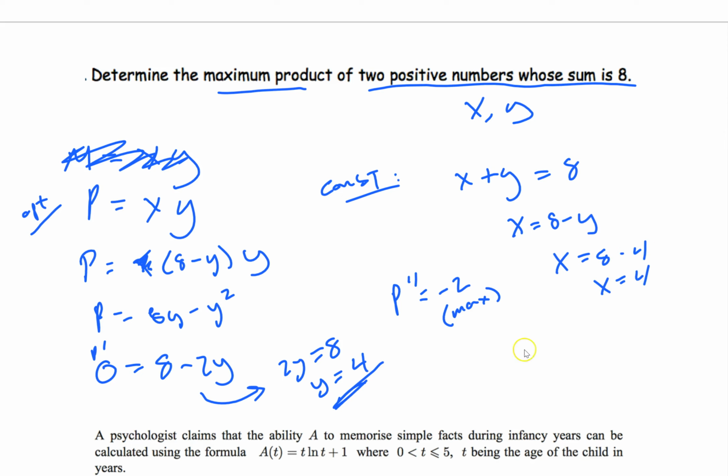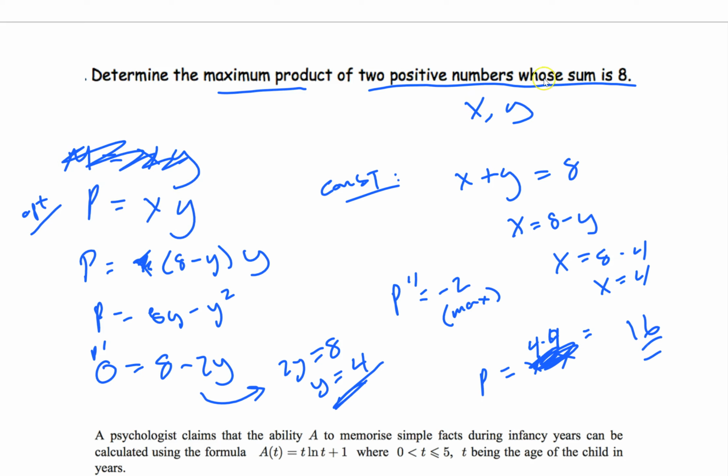x equals 4. So my max product is going to be x times y, 4 times 4. Same idea, just different numbers. 16. That's the max product. But again, notice the exact same type of problem, right? They gave me some information. So here's my thing I'm trying to maximize. It had two variables, so I needed another equation.